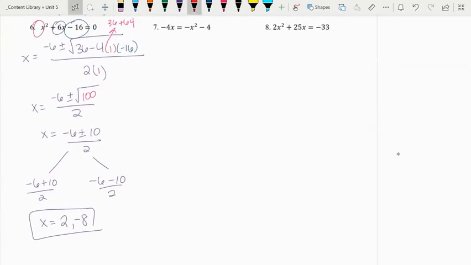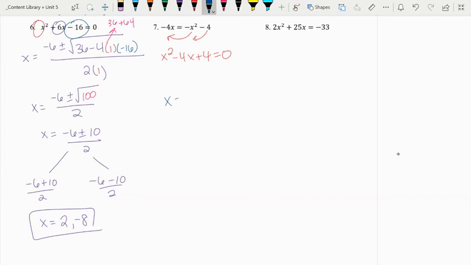Looking at number 7. First off, it does not equal 0 yet. We need to make it that. I'm going to want a positive x squared, so I'm going to move it over to the left. So we have x squared minus 4x. We're going to move the 4 over to be a positive 4.